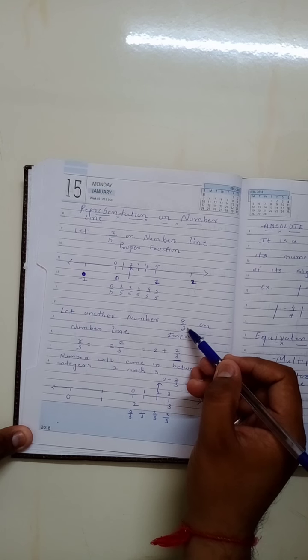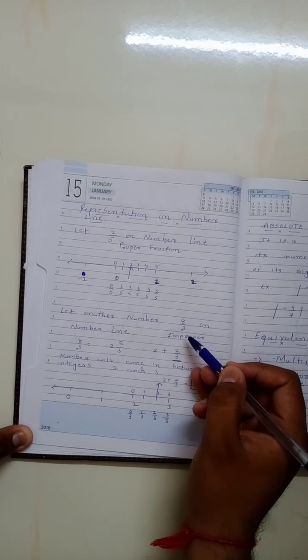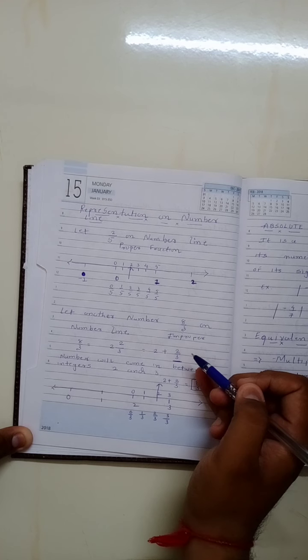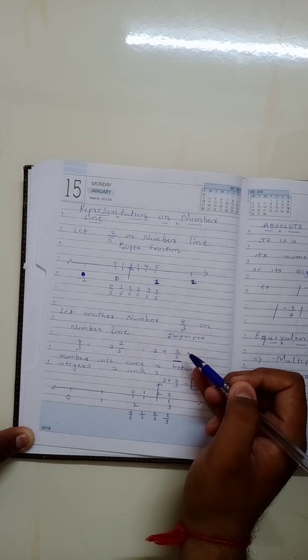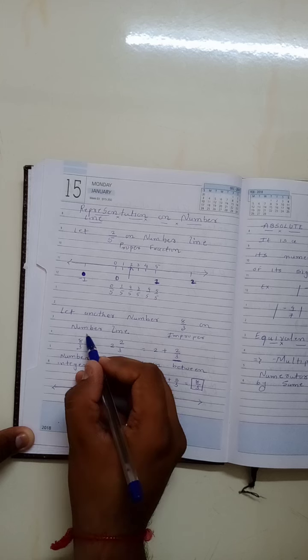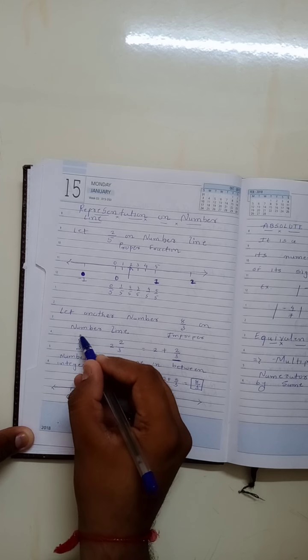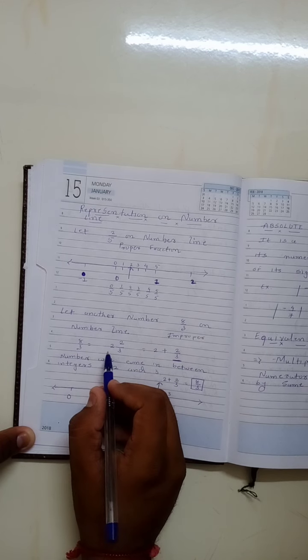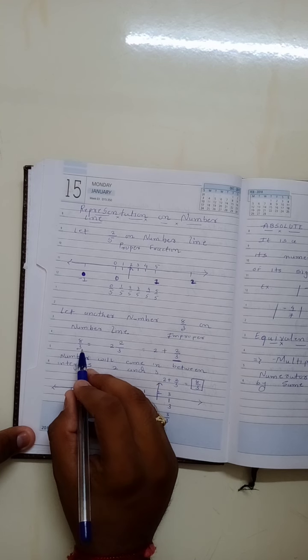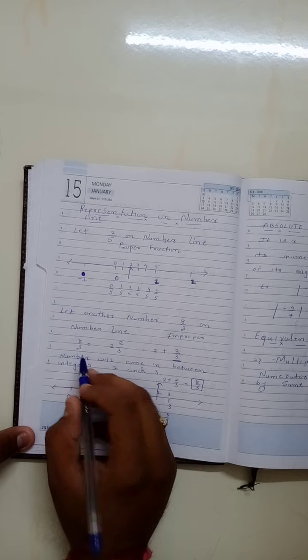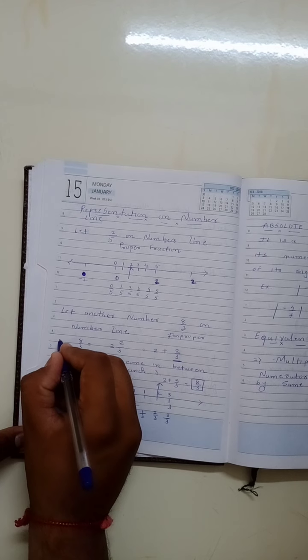So we cannot directly put it on a number line. For this type of improper fraction representation on the number line, first of all we convert the number, 8 upon 3, into a mixed fraction. Students, as we all know how to convert to a mixed fraction, 8 upon 3. So we all know the normal division.